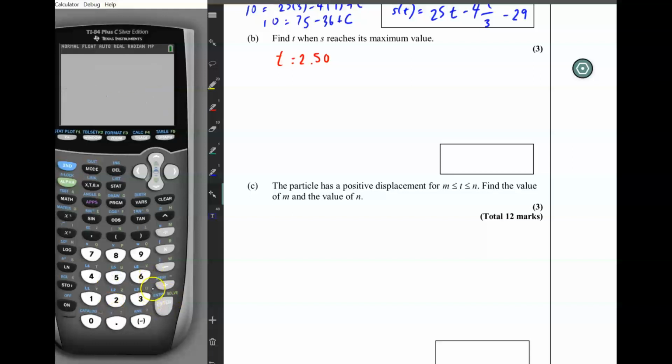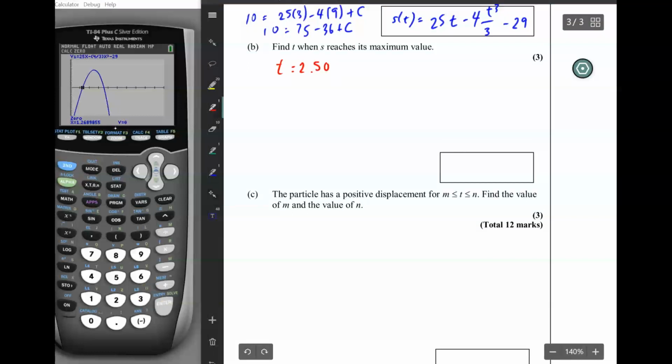Oops. Didn't like that. Let's graph again. Second calc, 0, which is 2. And then it asks for left bound, I'm going to put 1. And then it asks me for the right bound, I'm going to put 2. And I hit enter for guess. And the first 0 value is 1.2689, blah, blah, blah. So I'm going to put 1.27, if I round correctly. So 1.27 is the first place it crosses 0.